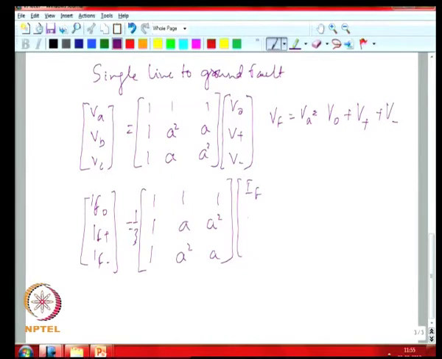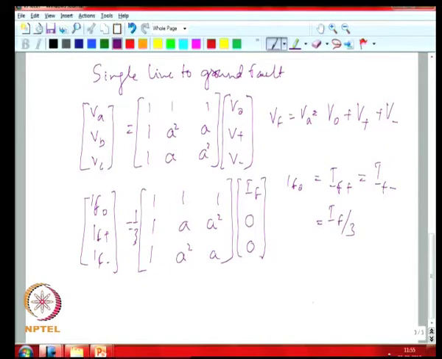IF is the fault current which is happening on phase A, and phase B and phase C have 0 current at the fault. So, if you look at your fault current in terms of the sequence components, you have IF0 is equal to IF plus is equal to IF minus, and this is equal to IF by 3.